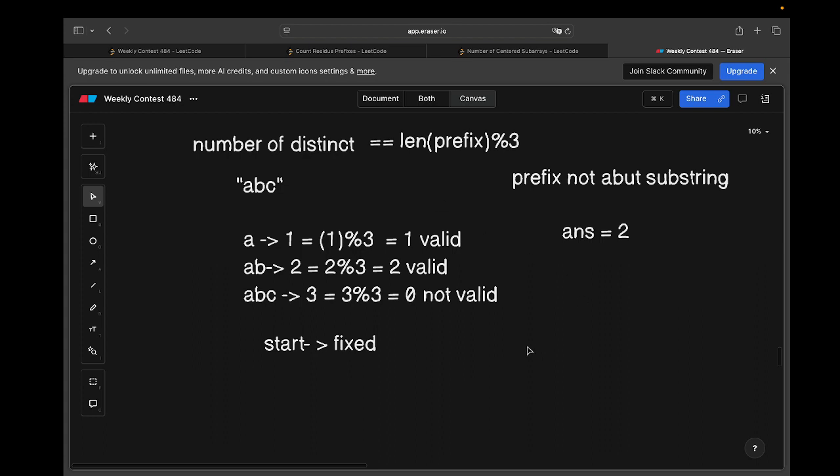For that we can use a hash set data structure, where we actually store unique characters, right? For example, let's say we have a string like this. I know my start is fixed. If I am at this particular character, and I want to check how many distinct characters I have, I just simply check the size of this hash set.